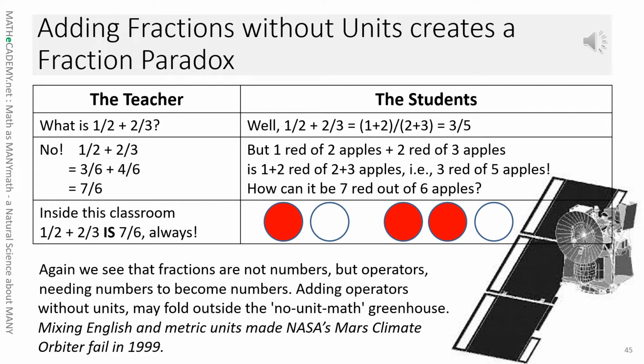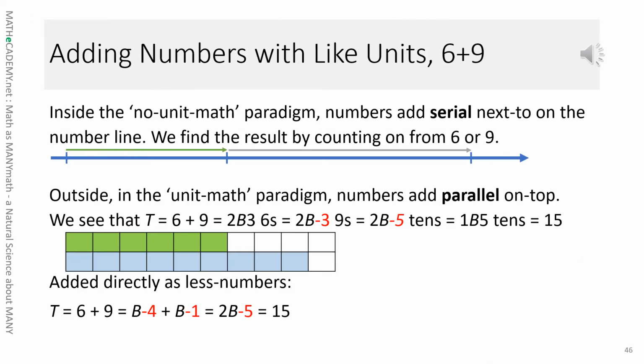Mixing English and metric units made NASA's Mars Climate Orbiter fail in 1999. Adding numbers with like units, 6 plus 9. Inside the no-unit math paradigm, numbers add serial, or next to, on the number line. We find the result by counting on from 6, or from 9.